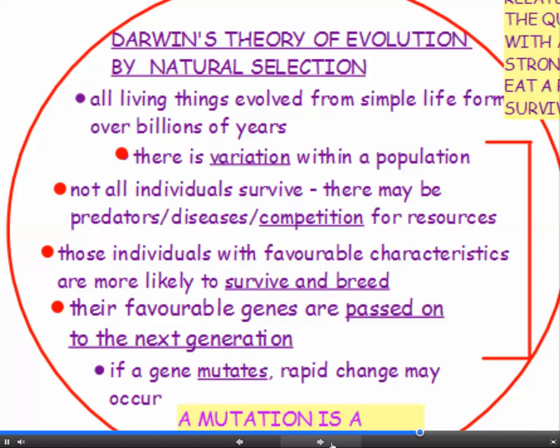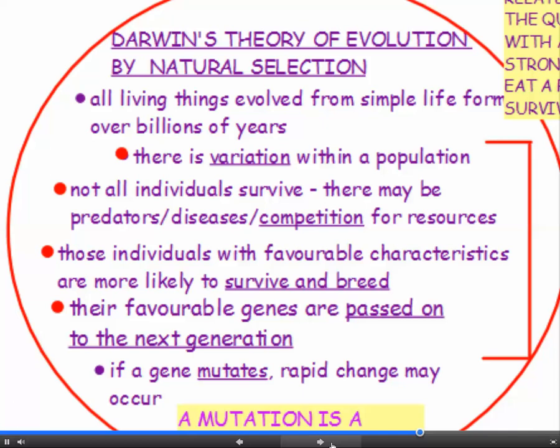There must be variation in a population. There will be individuals with different characteristics. Variation is the key word. Not all individuals will be able to survive. There may be predators, there may be diseases, or there may be competition for resources. So some will survive and some won't. Now, which ones will survive? It's those individuals with favourable characteristics which are more likely to survive and breed. Survive and breed being key words, which means that their favourable genes are then passed on to the next generation.